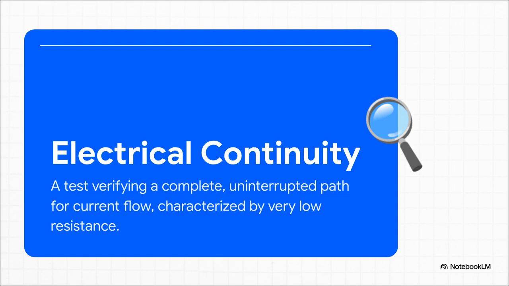So if we want to get a little more technical, here's the official definition. But really, there are only two phrases you need to remember: uninterrupted path and low electrical resistance. All we're really doing is checking for a clear, easy road for electricity to travel from point A to point B with zero roadblocks along the way.